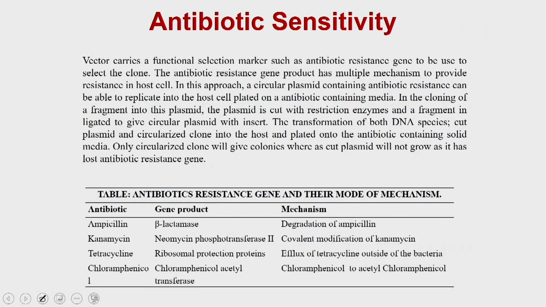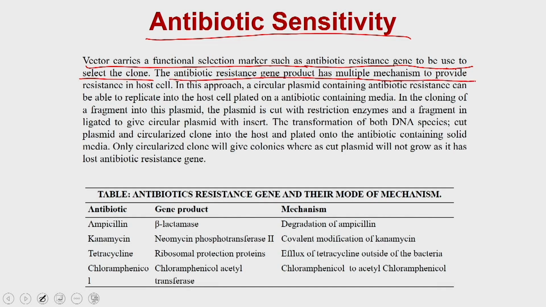Next is called antibiotic sensitivity. In antibiotic sensitivity, the vector carries a functional selection marker such as antibiotic resistance genes, and that can be used to select the clone. The antibiotic resistance gene products normally have multiple mechanisms to provide resistance in host cells. You can see you have the kanamycin.